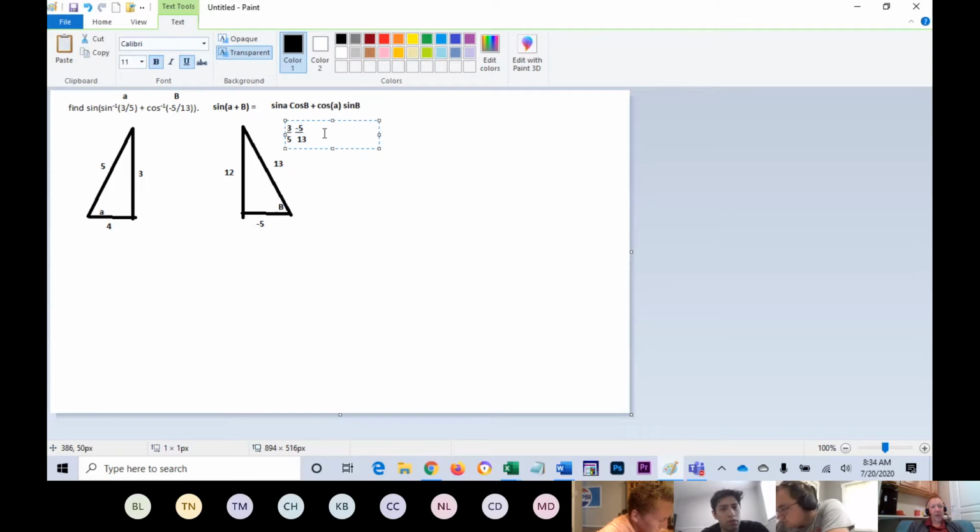Okay. And then we need to add, what's the cosine of alpha? Cosine of alpha. Okay, it's going to be 4/5. Right. And we're going to multiply that times the sine of beta. It's going to be 12/13.